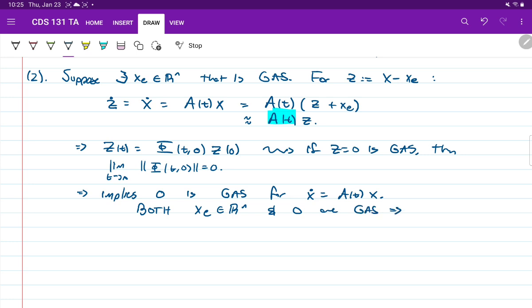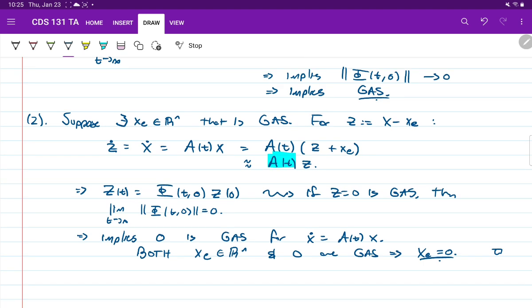And since we have two globally asymptotically stable equilibrium points for the same system, what this implies is that they need to be the same equilibrium point, right? So this implies xe equals 0. Okay? So what we've just shown is that if we take another globally asymptotically stable equilibrium point, we require that that equilibrium point is the 0 equilibrium. Okay, fantastic.